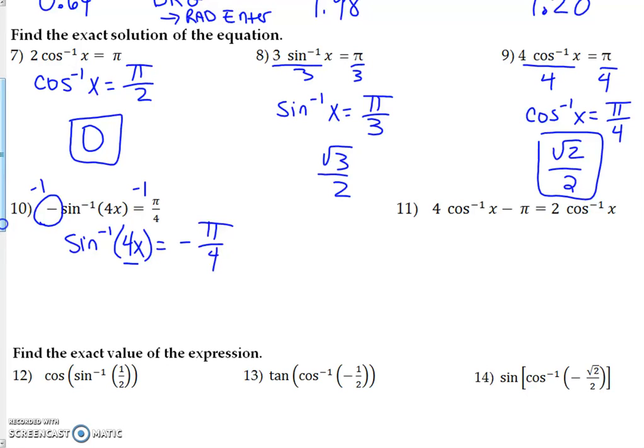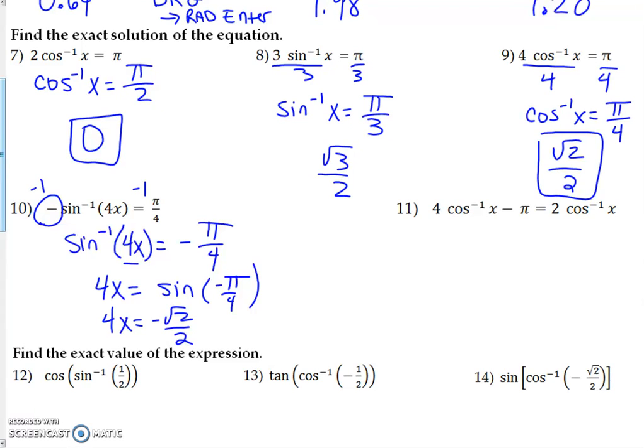So if you look up negative pi over 4 on your chart, I think when we did this earlier, we actually wrote this in a different manner. We did 4x equals the sine of negative pi over 4. Again, just look it up in your arc trig table, and the inverse sine of pi over 4 is equal to negative square root of 2 over 2.